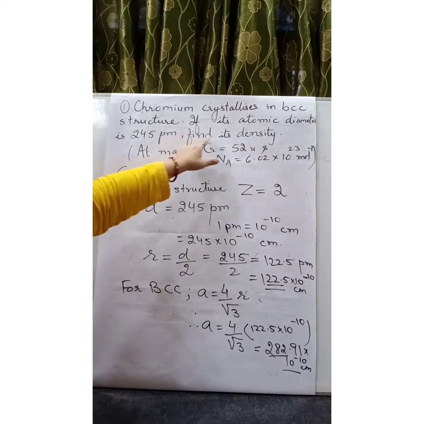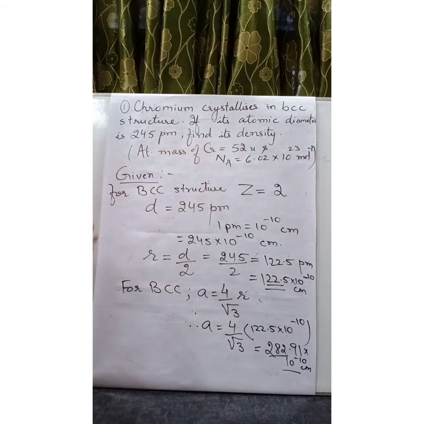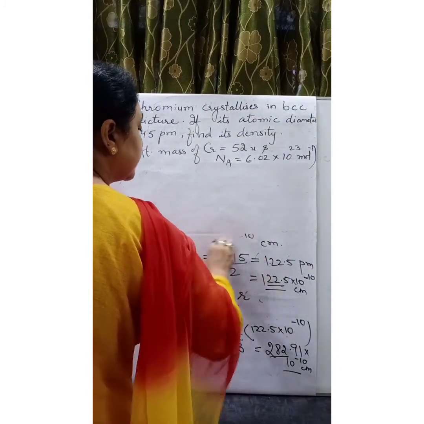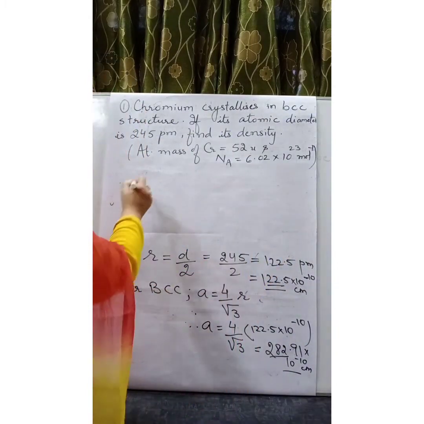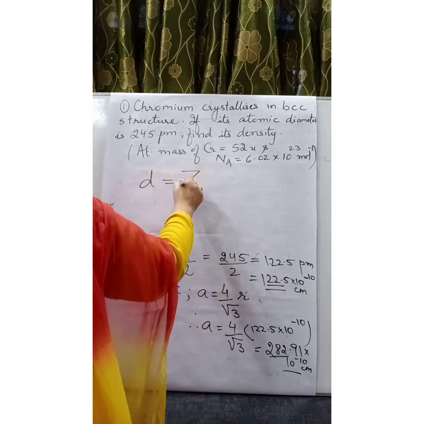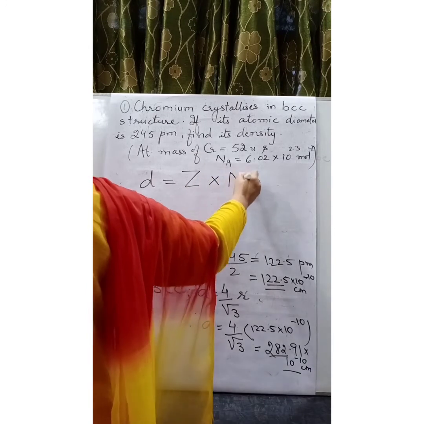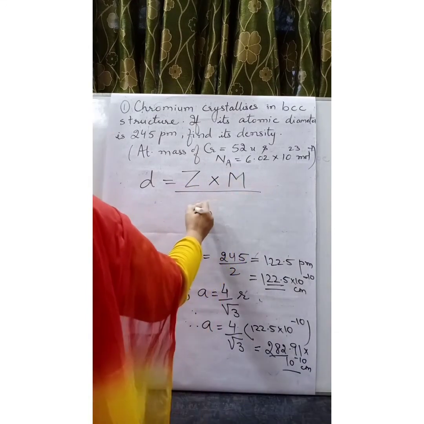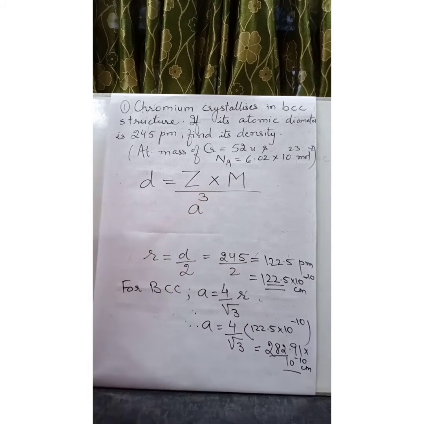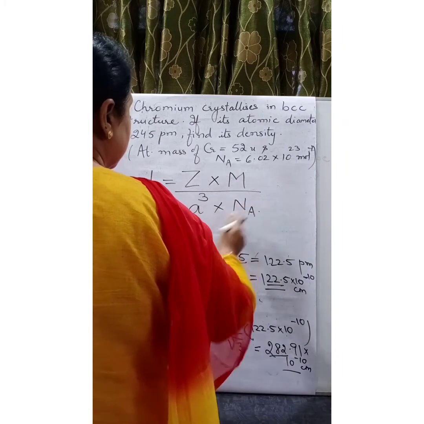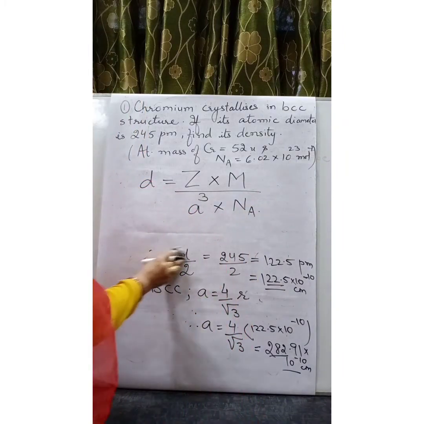Now you have to calculate density in this question. So put down the formula of density. Density is equal to number of atoms present per unit cell into molar mass upon volume of the unit cell, a cube, into Avogadro number Na. Now substitute the values.